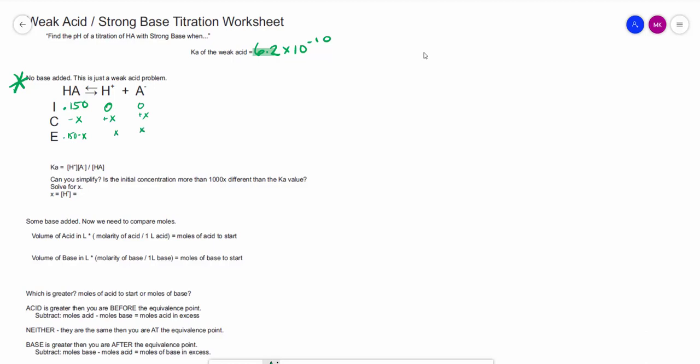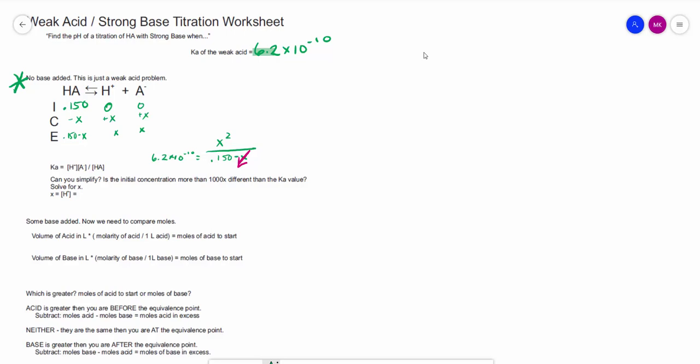So now we can set up our Ka expression, and our Ka expression at equilibrium, 6.2 times 10 to the negative 10, is going to be equal to the products multiplied together. So we have X squared divided by the concentration of the reactants multiplied together if we had more than one, but we only have the one. Now, our initial concentration is much more than 1,000 times greater than our Ka value. So that means we can simplify. And when we can simplify, that makes everything better.